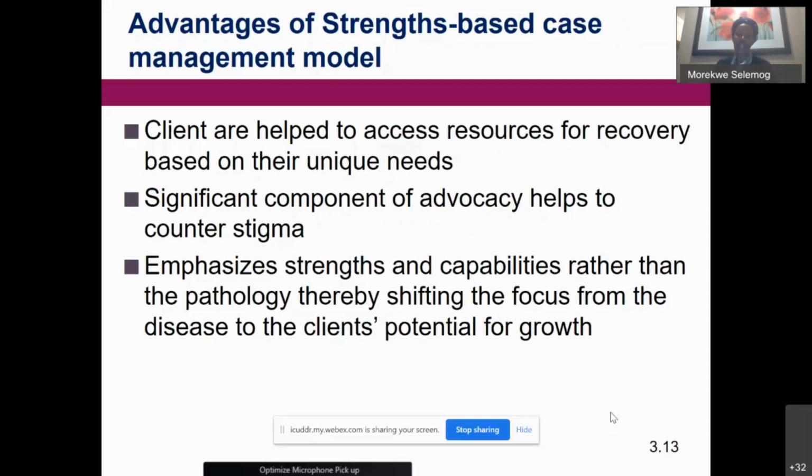There is less emphasis on pathology, and the emphasis is more on the strengths and capabilities of the client. When you do that, you also show that the client has potential for growth, and the client is more than just the disorder that they've been diagnosed with.